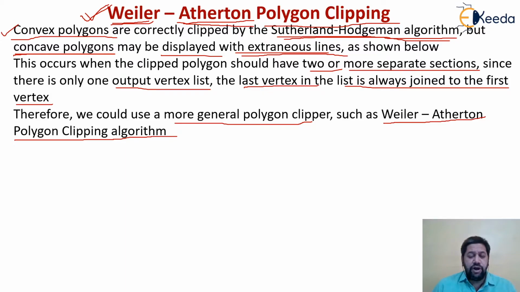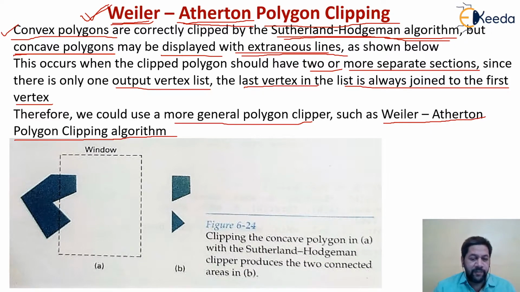Let us understand the drawback, or the problem with the Sutherland-Hodgman algorithm, with the help of this example. I am showing the diagram here. Just look at the diagram. The name of the diagram shows what we are going to show: clipping the concave polygon. So we are trying to clip a polygon which is concave. This is my concave polygon, shown in diagram A, and for this concave polygon I am considering this as my clipping window.